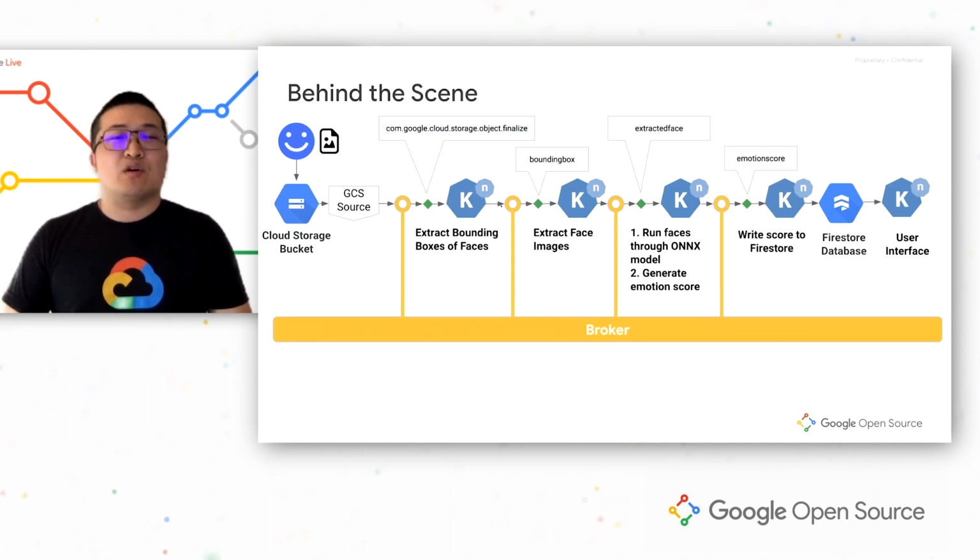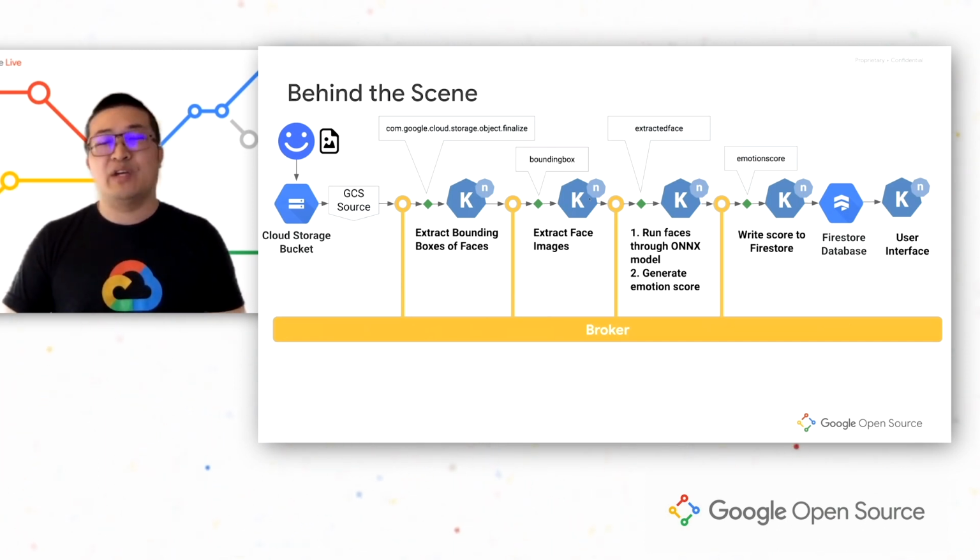For each face in the original image, it produced a new event back to the broker with the bounding box coordinates. The second trigger subscribed to such events and invoked the second service, which used the coordinates to extract the face boxes as separate images. For each face image, it produced a new event with a reference to the image.